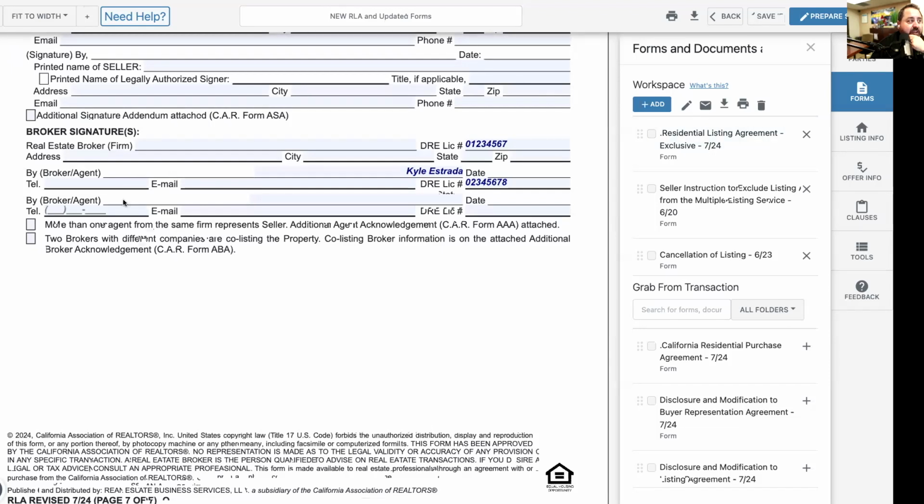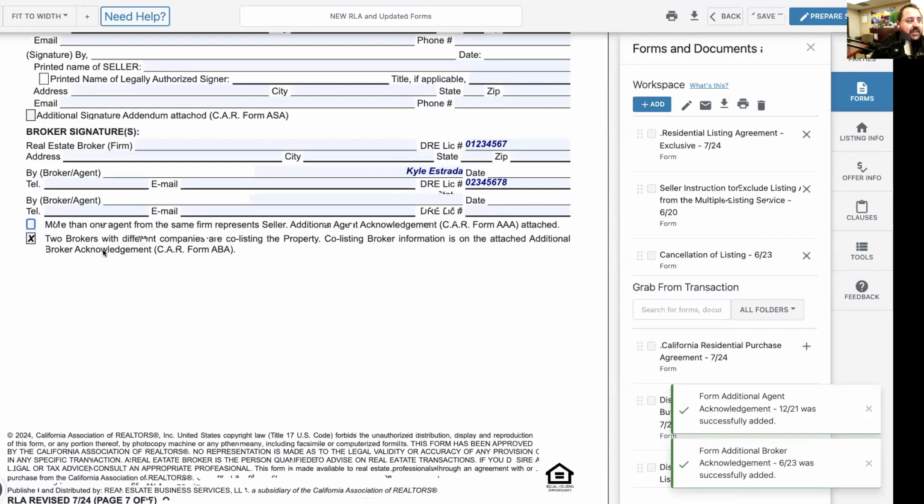And if you're dual-listing, like if you're co-listing with somebody, whether they're in-house or outside, you can have both names here, have everybody sign. If it's in-house, you do the additional agent acknowledgement. If it is outside with a broker from outside, then you do the additional broker acknowledgement. Those are the two different things.